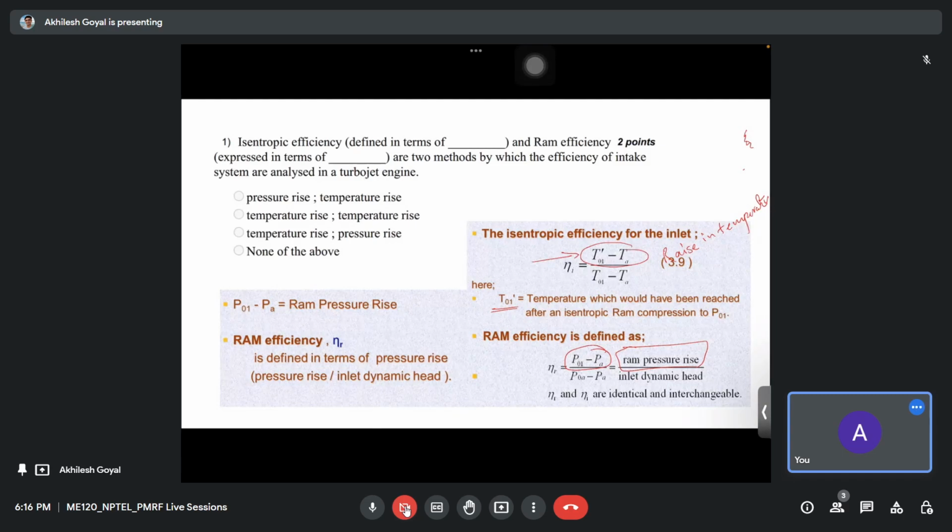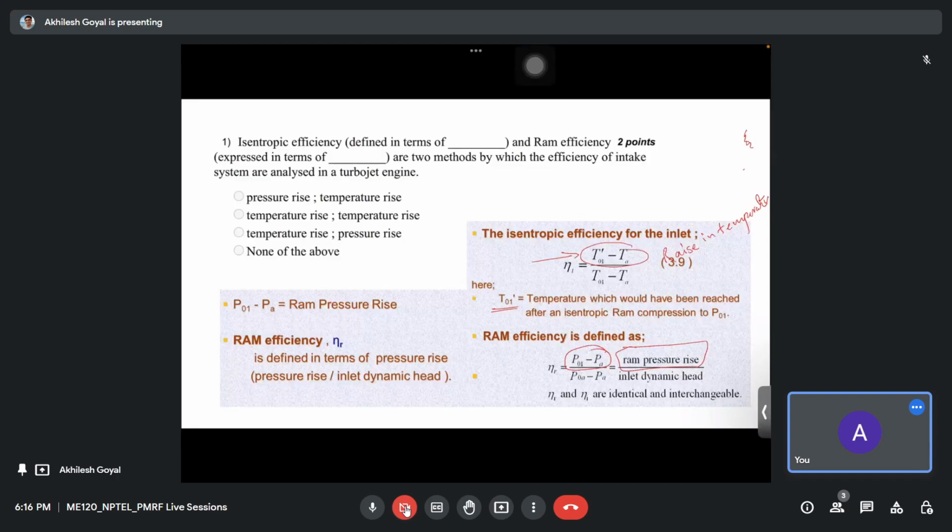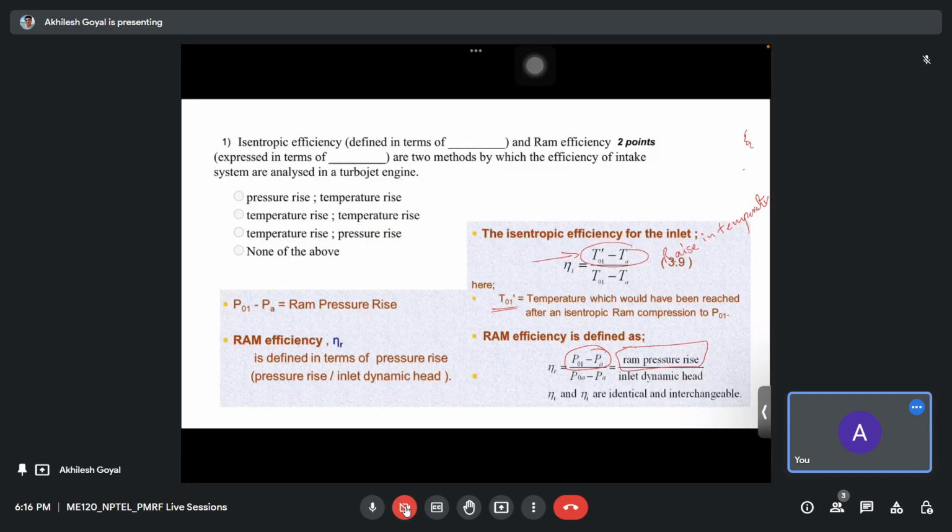Okay, so to look at the question again: the isentropic efficiency is defined in terms of blank, and the RAM efficiency is expressed in terms of pressure rise. Okay, so the first one, isentropic efficiency, is defined in terms of temperature rise, and RAM efficiency is defined in terms of pressure rise.